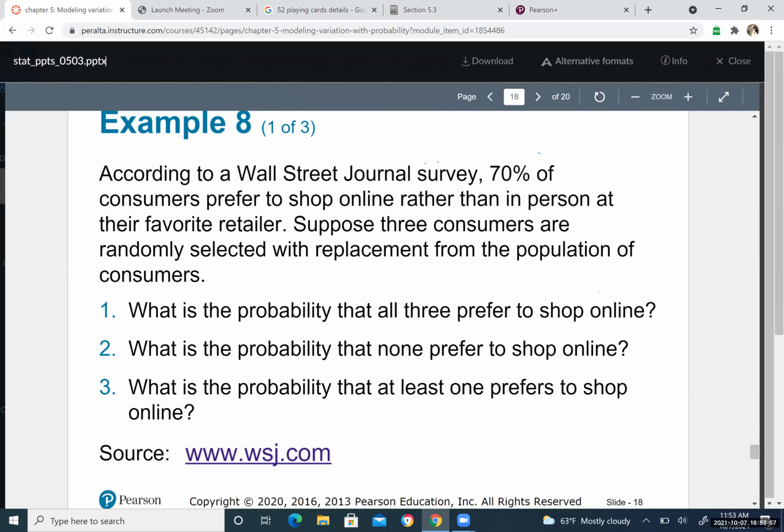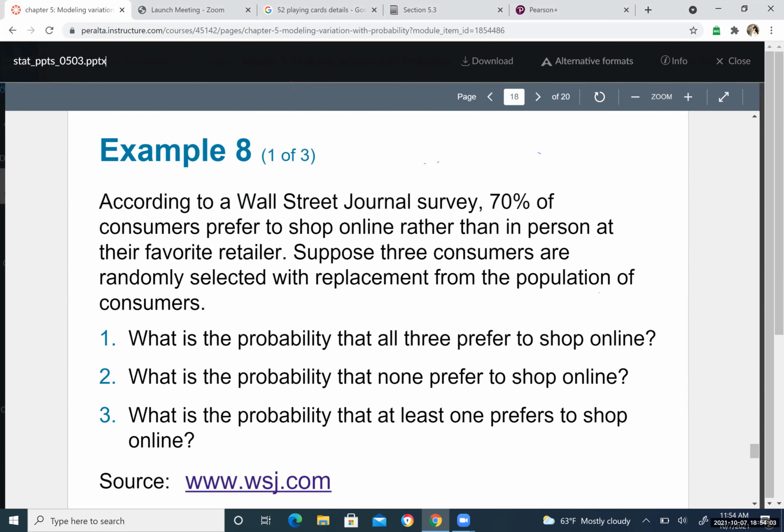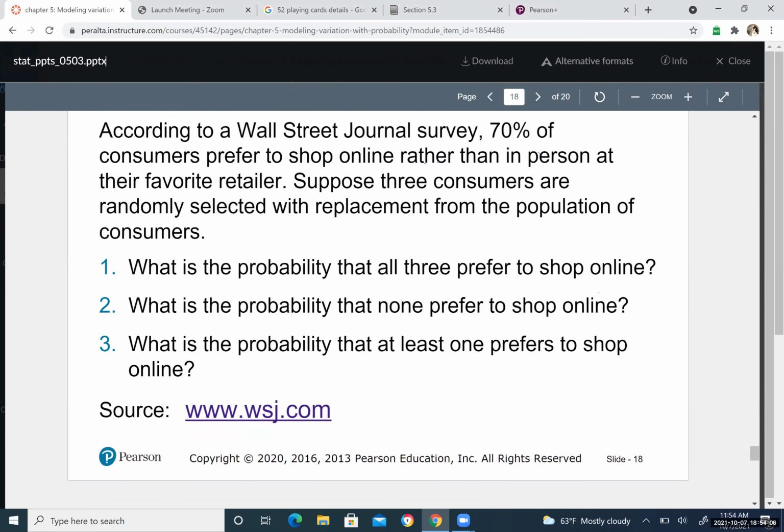This is another example. According to a Wall Street Journal survey, they've given us that 70% of consumers prefer to shop online rather than in person at their favorite retailer. So from the first sentence, you can imply that 30% do not like to shop online, right? Dislike online.